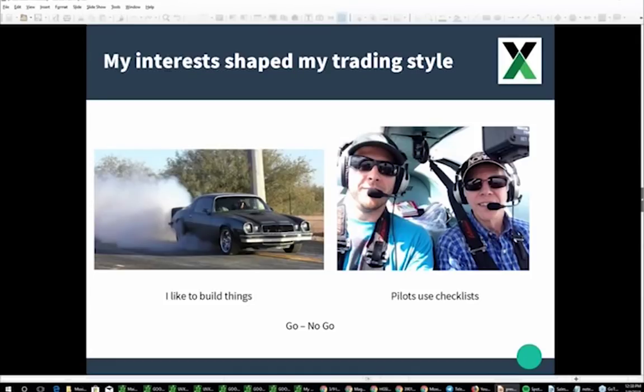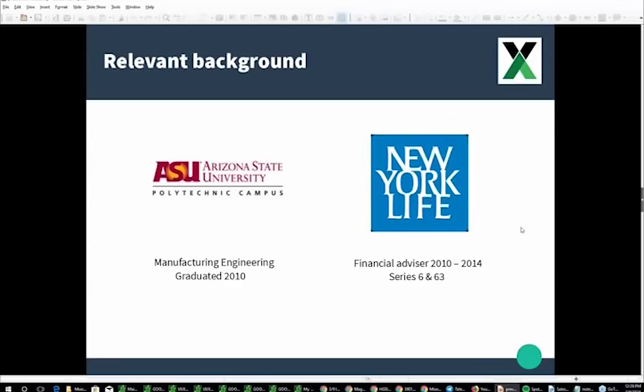My dad and I are also both pilots. The important thing about this is that we use checklists, and checklists are very important. We always talk about rules when it comes to trading. We want to go through our list and make sure that we have all the rules in place, that we know what we're doing, that we go from A to C, and that we are under control with it. Again, with the whole go, no-go. My relevant background: manufacturing engineering. I graduated in 2010.